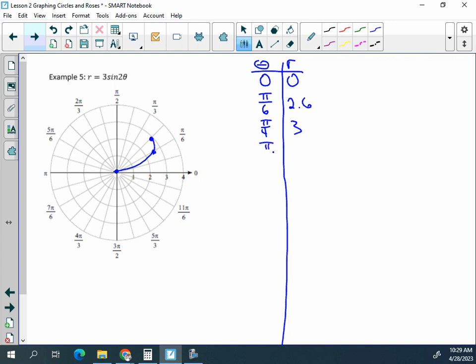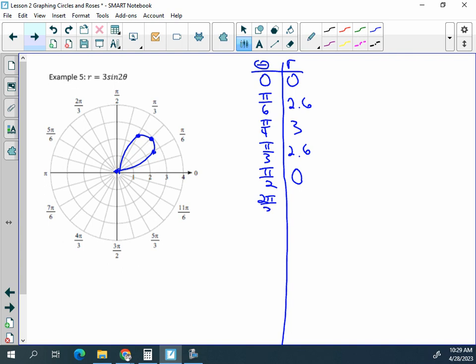Okay, at pi over 3, multiply that by 2, that becomes 2 pi over 3. Sine of 2 pi over 3 is square root of 3 over 2, times 3 is approximately 2.6. So we see, again, some nice symmetry here. At pi over 2, you multiply that by 2, you get pi. Sine of pi is 0. 0 times 3 is 0. Okay, so we've got our first petal here.